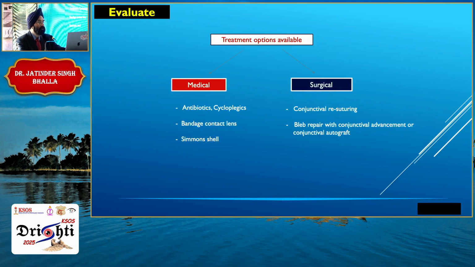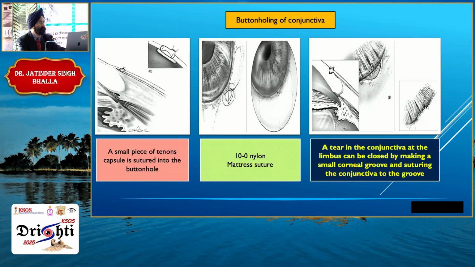And what are the treatment options available for bleb leaks? Medical is in the form of antibiotics, cycloplegics. We can use bandage contact lens, or the Simmons shell can be used. And surgical is by conjunctival resuturing or bleb repair with conjunctival advancements or conjunctival autograft, depending on the size of the conjunctival defects. So these are some of the surgical procedures.